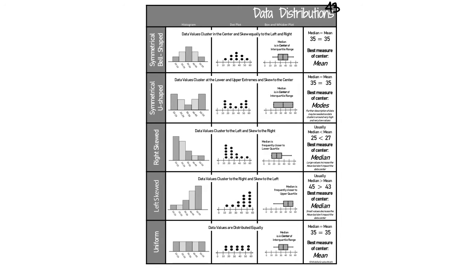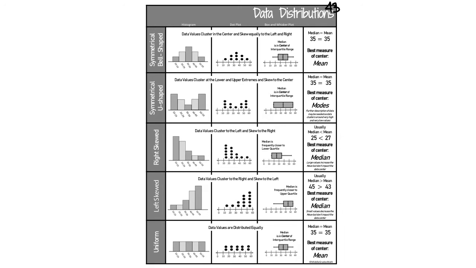Okay, if you have a symmetrical U-shape, this doesn't happen very often, but if you do have something like that, so it's symmetrical, like a butterfly, but it dips in the middle and then goes back up, and you can see what that looks like in all 3, then your best measure of center is the mode. Okay? So you're going to tell people the 2 modes on either end.